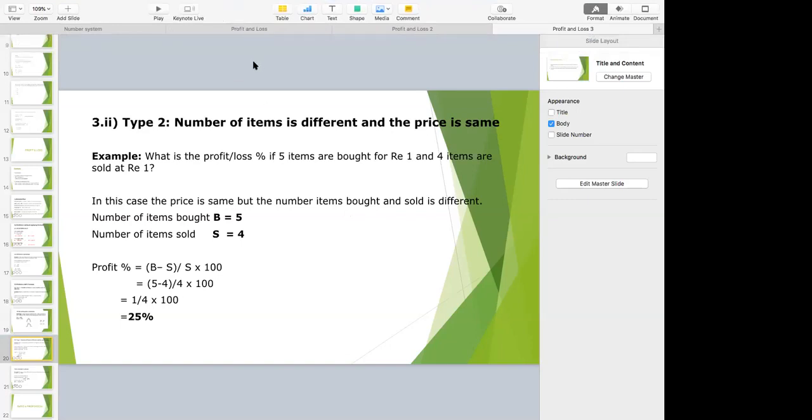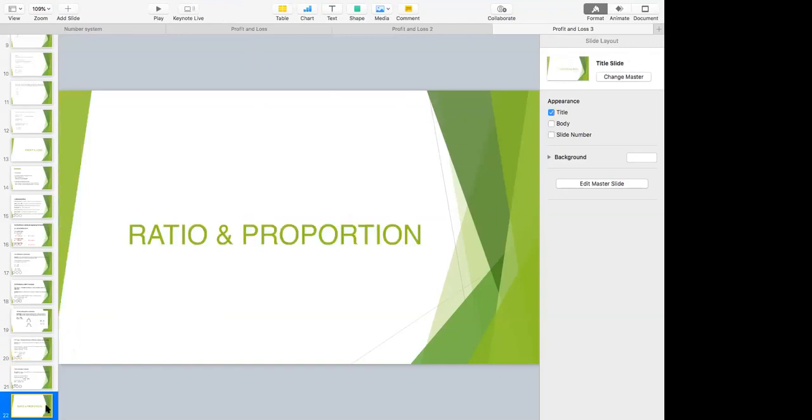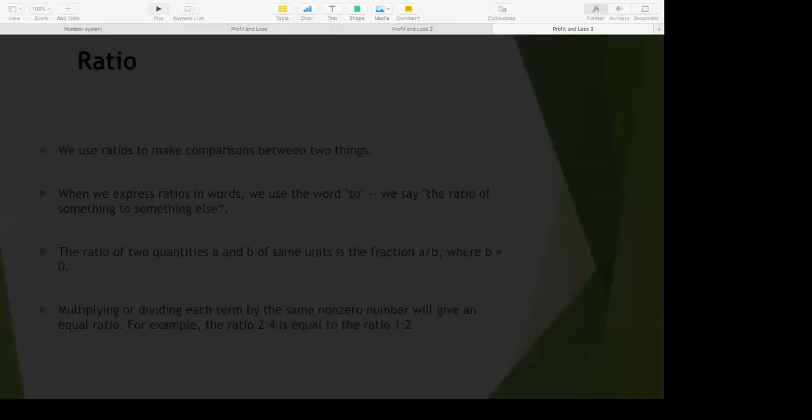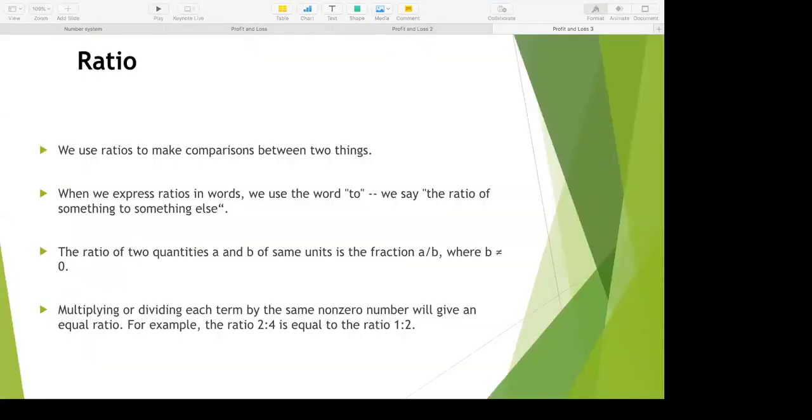Okay, thank you. So moving ahead, I asked you how to convert a percentage to a ratio. I got the response that we will divide it by 100 and we get the ratio, right? So you should be able to correlate all the questions of ratios with your concepts learned in percentages. Now, why do we use ratio? We use ratios to make comparison between 2 items of similar kind. When we express ratios in words, we use the word to, right? We say the ratio of something to something else.